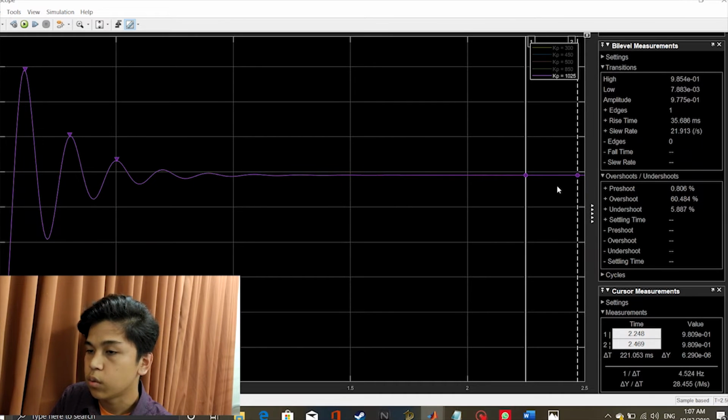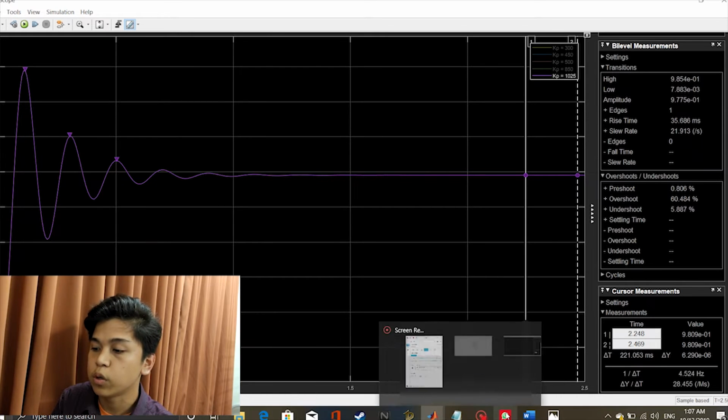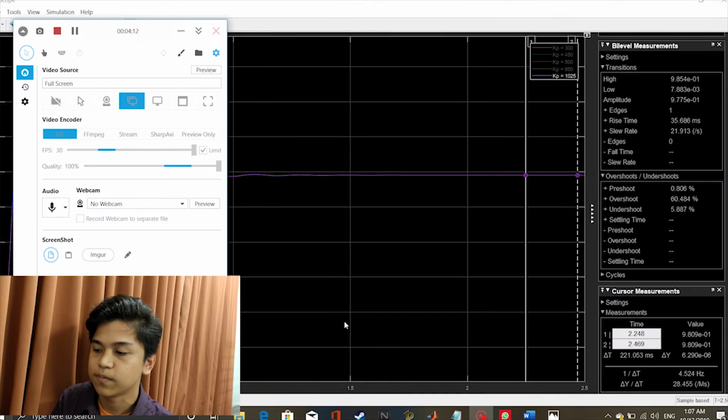When we apply the PI controller inside the transfer function, the steady state error will decrease, and the rise time will also decrease, and the overshoot percentage increases. So that's why we apply the PI controller inside the open loop. Thank you.